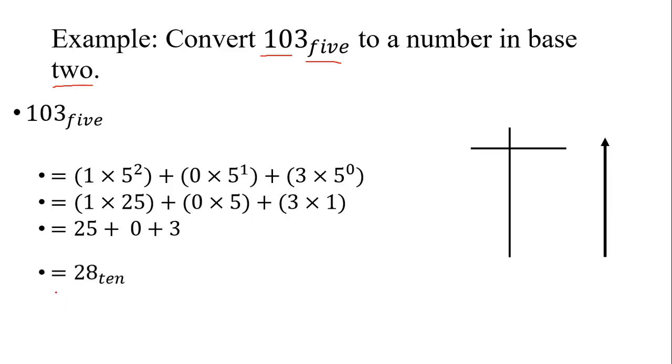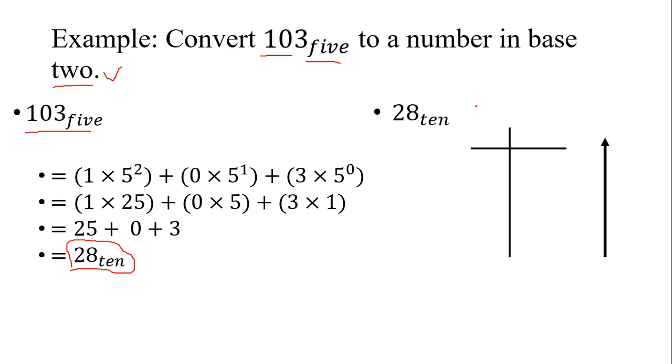So successfully, we are able to convert 103 base 5 to a number in base 10, which is 28 base 10. Now we need to convert 28 base 10 to a number in base 2. So how do we do that? Successive division.